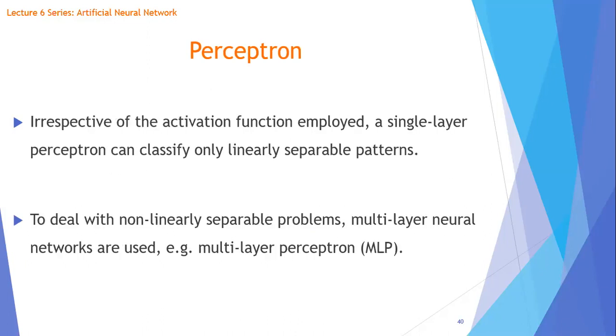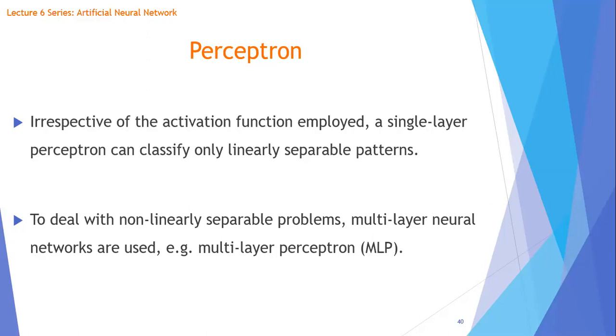So irrespective of the activation function employed, a single layer perceptron can classify only linearly separable patterns. Yep. So the inability of the perceptron to represent non-linearly separable problems is not because you're using hard limit functions, but simply because you're accumulating and comparing to a threshold.